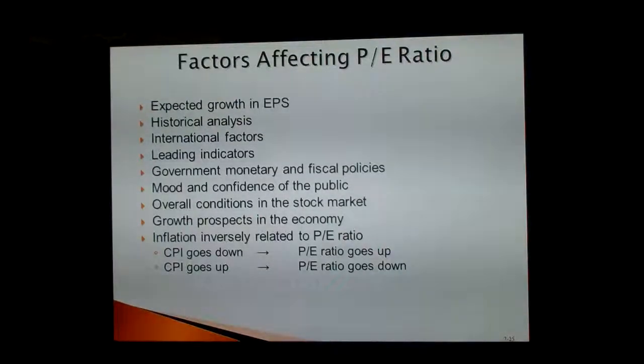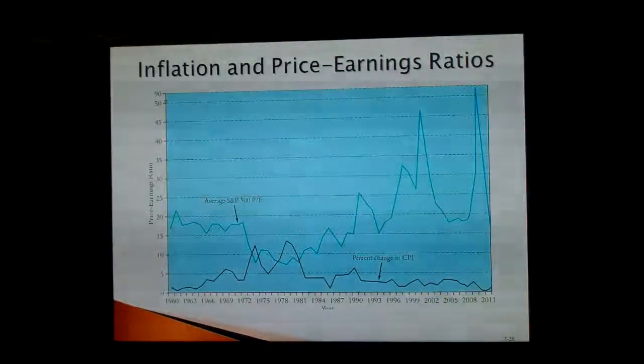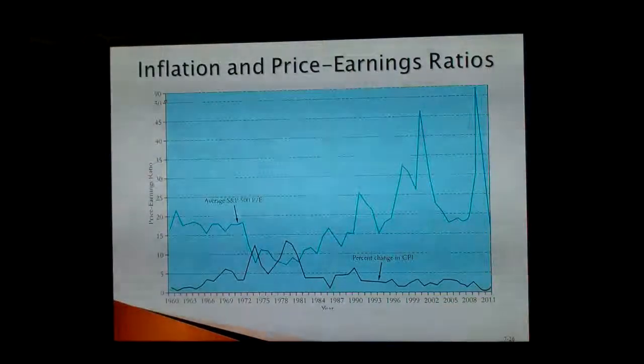Moving on, okay. Factors affecting the P/E ratio: expected growth rates, historical analysis, international factors. Basically what this says is anything that can move the stock can affect the P/E ratio, right? Earnings can change, right? People like or hate the product. The price can change based on the value of the stock, based on the demand for the stock. Who knows, right? Here's a graph going into detail about inflation and price to earnings ratios. I don't have too many details on this. The book might be able to talk more about this slide.